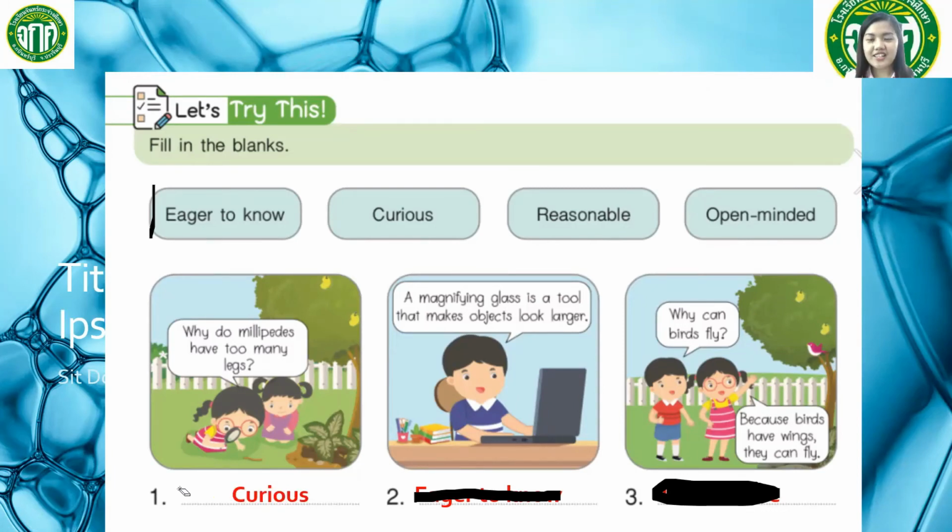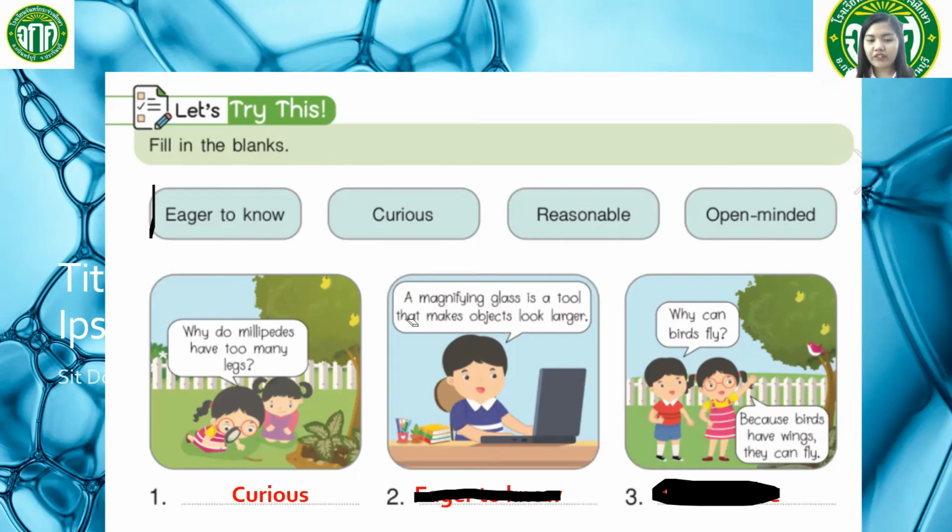All right. So the answer for number 1 is curious. They are curious as to why the millipedes have too many legs. So please get your book and write the answer for number 1, curious. All right, let's move on to number 2.